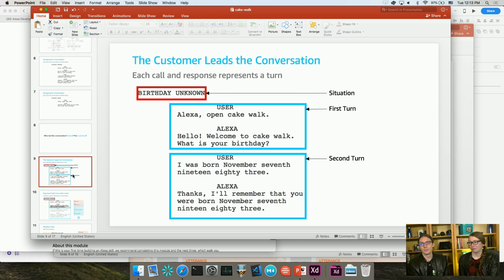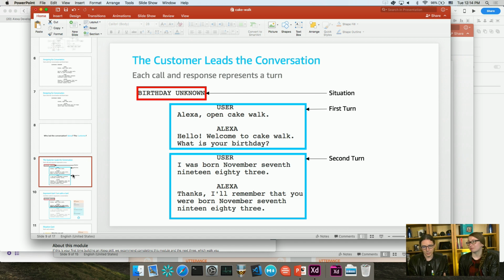If we go back, we can represent each call and response between the user and Alexa as turns. You can see here, we've broken our first birthday unknown conversation into the first turn and the second turn. We've also drawn a little box around the birthday unknown to mark it as the situation. And so this is how we figure out how to build these situational design pieces.